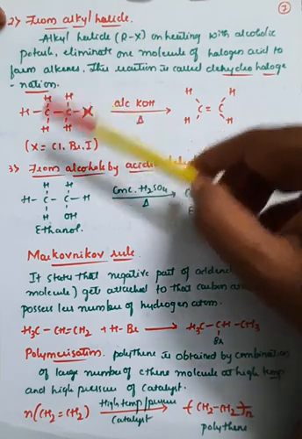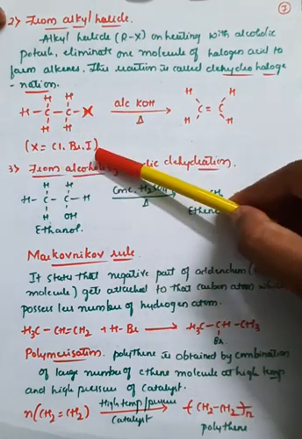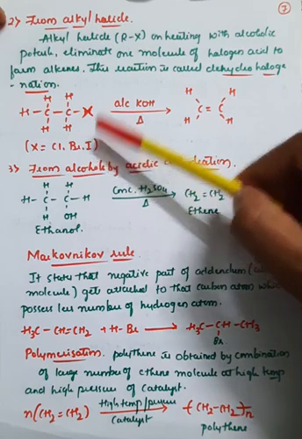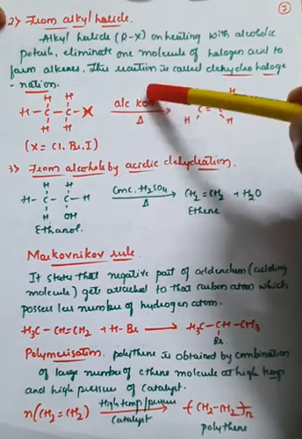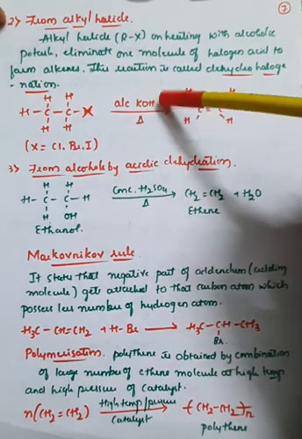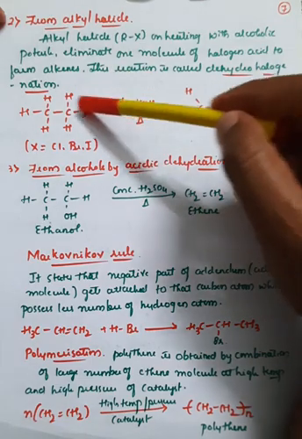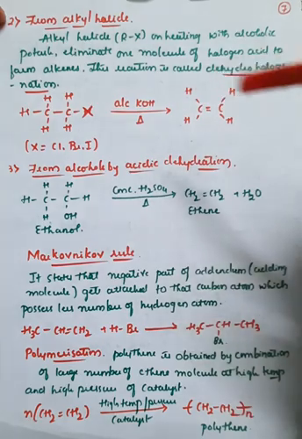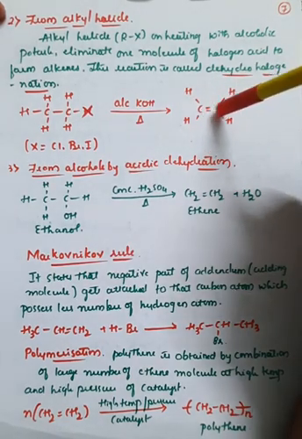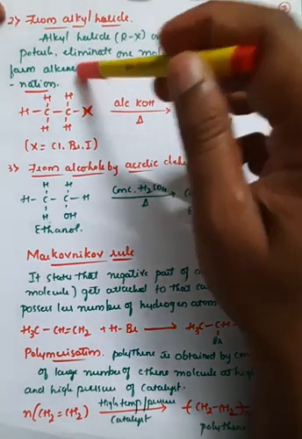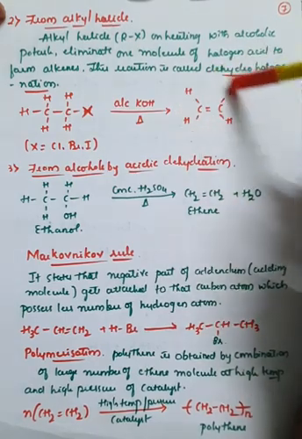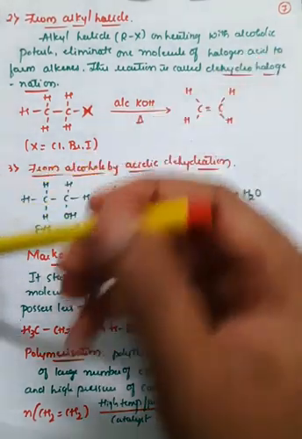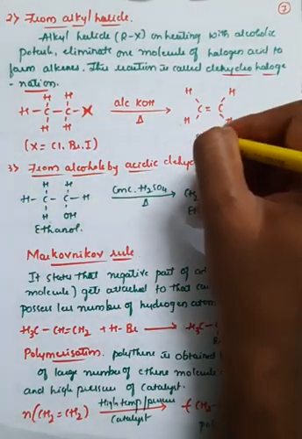Here X may be chloride, bromide or iodide, all are halogen atoms. So in presence of alcoholic KOH, which means potassium hydroxide, if you heat, this halogen atom will break and the single bond between carbon-carbon is converted into a double bond between carbon-carbon. Therefore we can convert this alkyl halide into alkenes. So this is an example of an alkene.